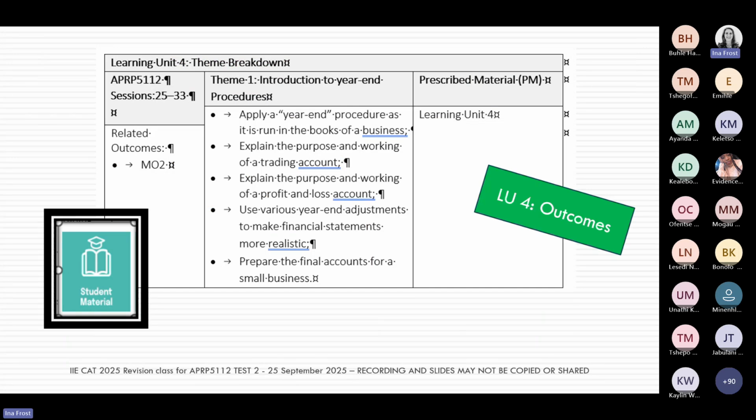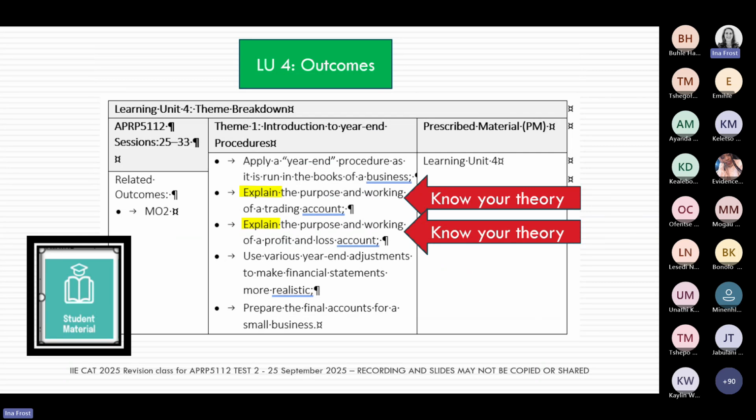Okay, so again, if we go to our module outline, and we look at the outcomes for learning unit 4. Remember that module outline you can find under the student material tile. And it just tells us again what we can test you on in learning unit 4. And you'll remember even in learning unit 3, we said it's important that you must know your theory. And we can and will test you on theory. So again, in learning unit 4, don't neglect your theory when you prepare for learning unit number 4.